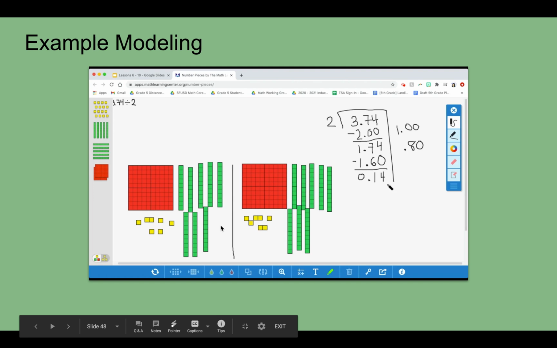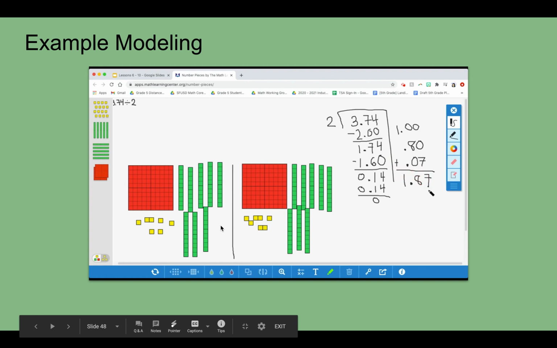So 7 cubes represent 7 hundredths. And if I have 7 hundredths on this side and 7 hundredths on this side, that is 14 hundredths altogether. And so here I have 0 left over, and that makes sense. I don't have any more blocks that I can divide up. I'm going to add these together to get my quotient.